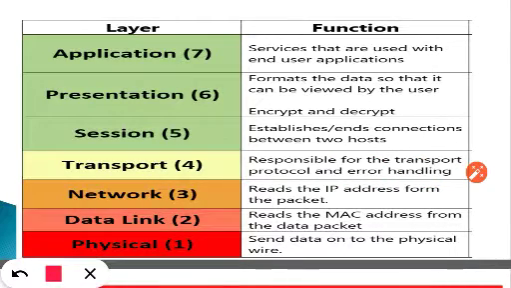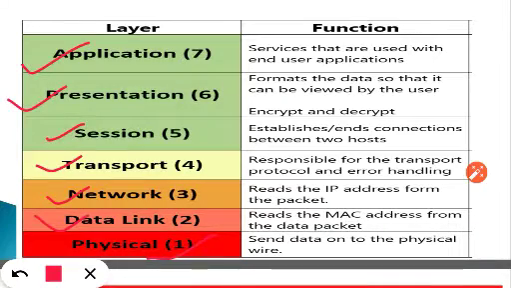Interestingly, the whole thing is just reversed. At the bottom we have got the physical layer, that is the first layer. Then we have the data link layer, after that the network layer, then the transport layer, then the session layer, the presentation layer and the application layer. Let us understand what is happening in all these layers.